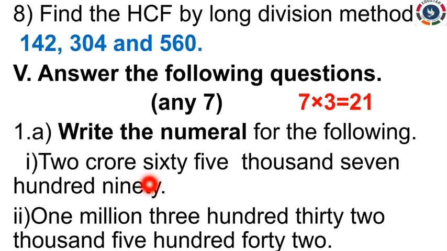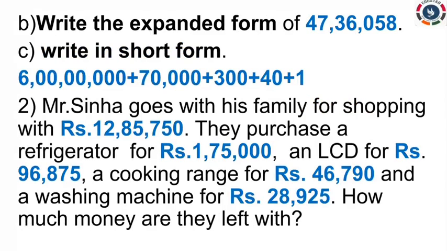2,65,790. Already you know about that well. Number 2, 1,332,542. B, I write the expanded form of 47,36,058. So you want to expand each value here. C, write in short form 6 crore plus 70,000 plus 300 plus 40 plus 1. You have to write in short form.